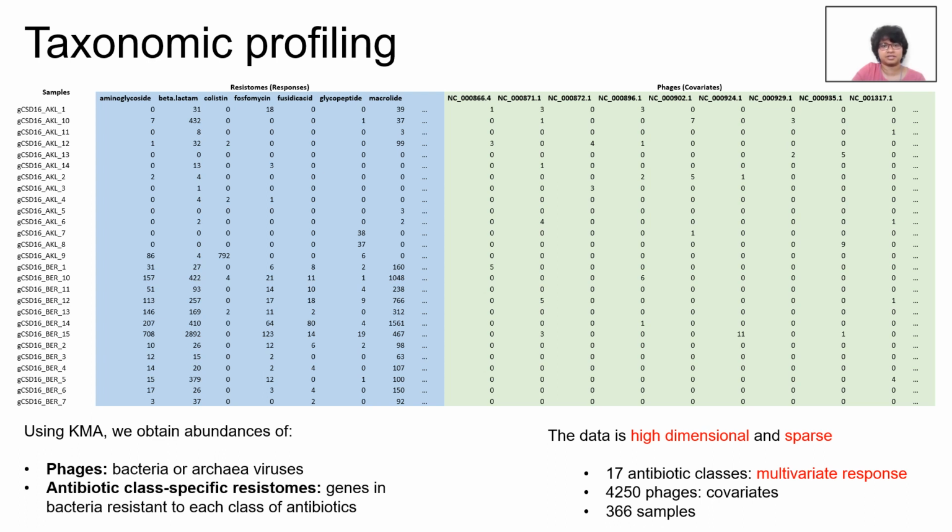The rows are the samples and the blue columns are resistomes for 17 specific antibiotic classes. The green columns are for over 4,000 phages identified by their unique phage IDs. The data is high dimensional because we have more columns than rows, and sparse because our matrix has several zero values. The resistome abundances of 17 different antibiotic classes are our multivariate response. We have over 4,000 phages as explanatory or independent variables, many of which have zero counts. But we only have 366 samples in comparison.